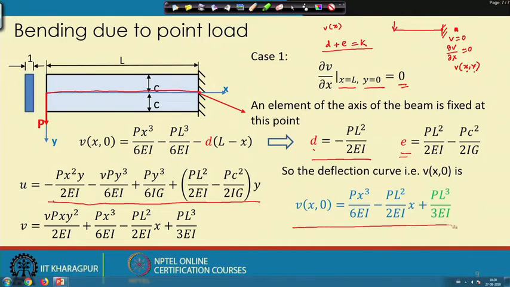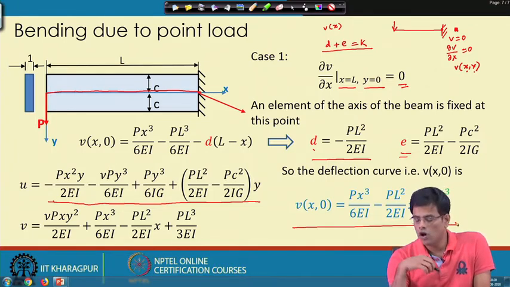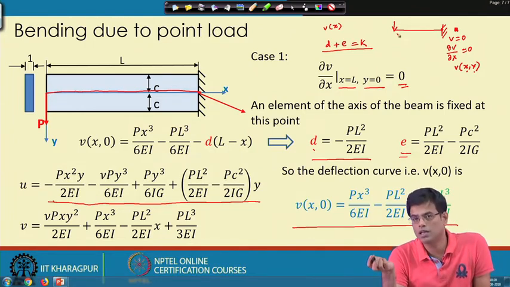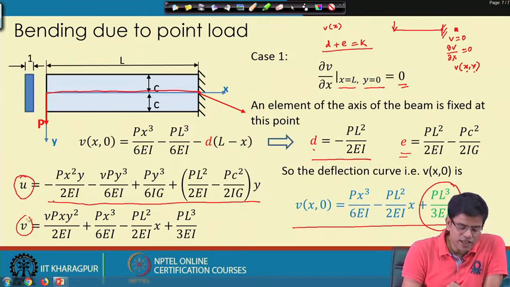This we obtained, and some of you must have obtained it in strength of material by integrating the beam differential equation, d to the power 4 y by dx to the power 4, or the moment curvature relation. Now, if you remember, the displacement for this case is PL cube by 3I. If I put x equals 0 here, these terms give us PL cube by 3I, the original result which we derived from our strength of material knowledge. In addition to that, it also gives you u and v.